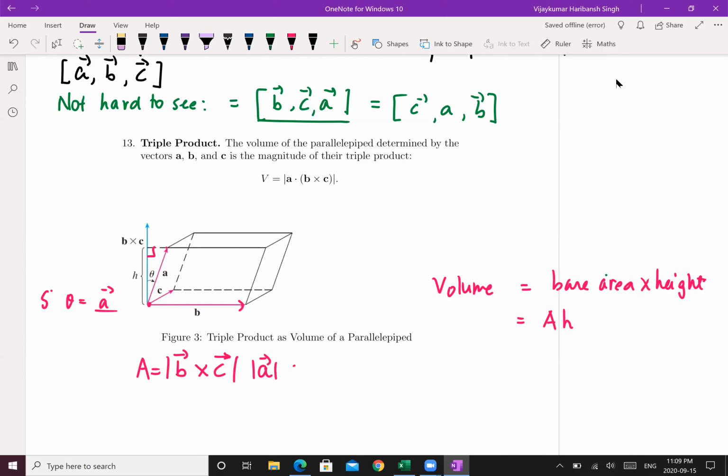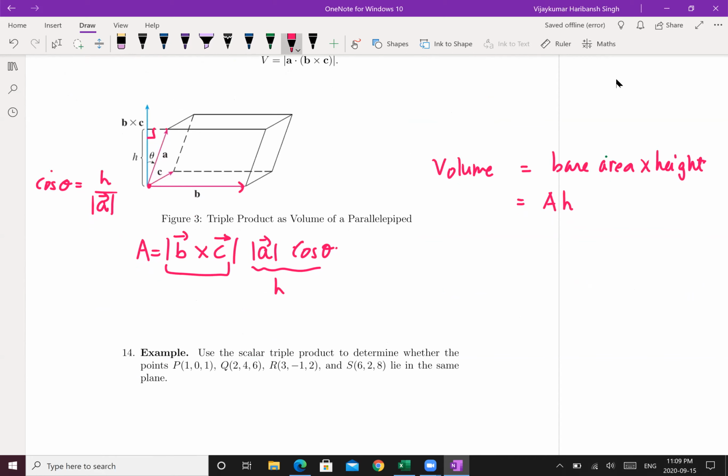So cos theta is going to be the adjacent side, which is h, divided by the hypotenuse, which is the length of vector A. So we get the height h is going to be the length of A cos theta. But now think about these two as vectors. So this is one vector and this is another vector, and then theta is the angle between them.